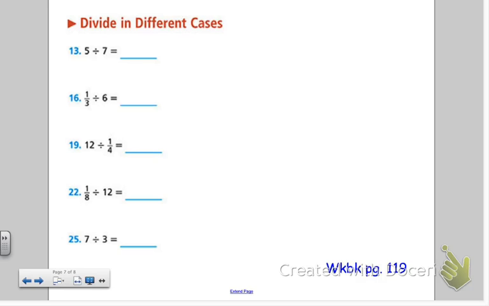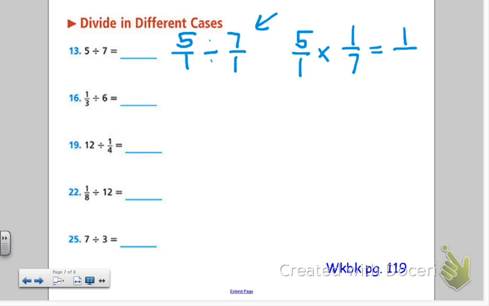Okay, now it's time for 13 through 25. Well, we skipped it a little bit, but 13, 16, 19, 22, and 25 on workbook page 119. Our first problem is 5 divided by 7. Here we have 5 over 1 divided by 7 over 1. Remember, you can flip that second fraction. So now it's going to become 1/7. So now we have 5 over 1 times 1/7, which gives you, oops, that should be 5/7.